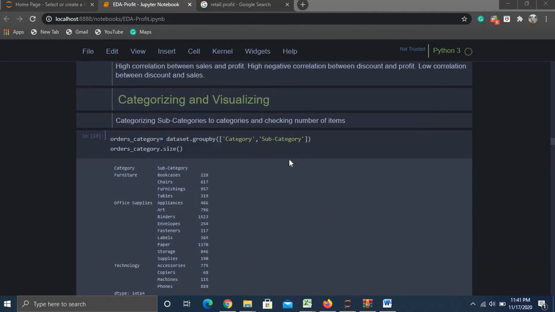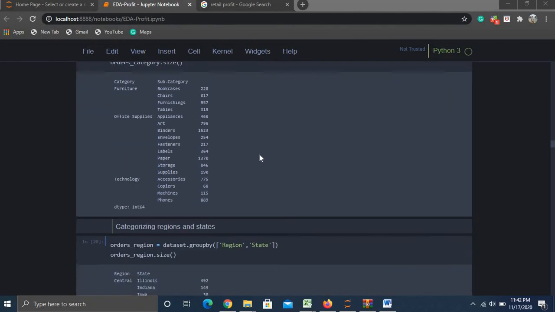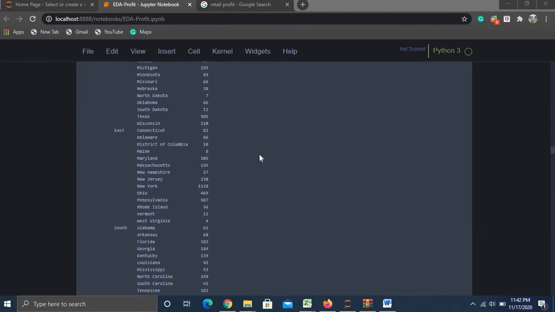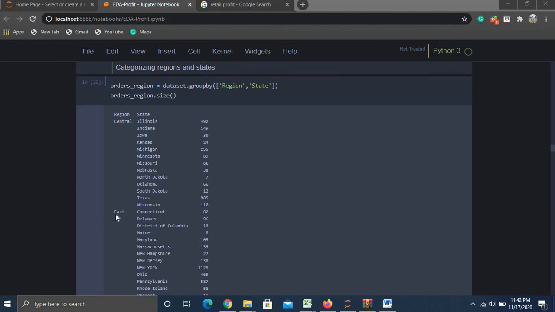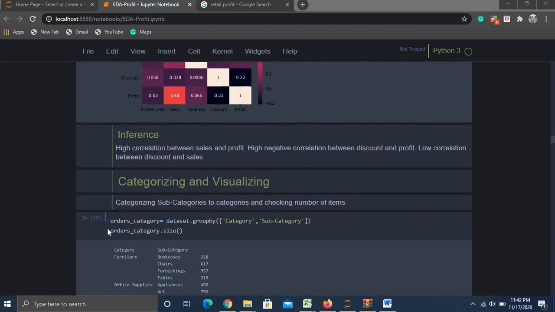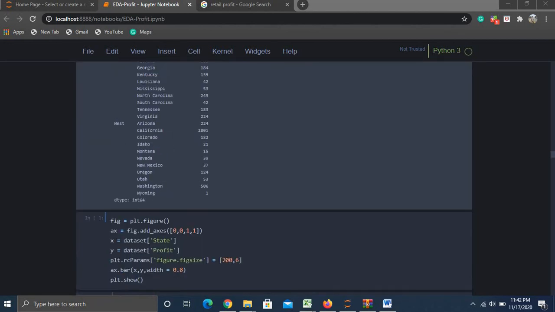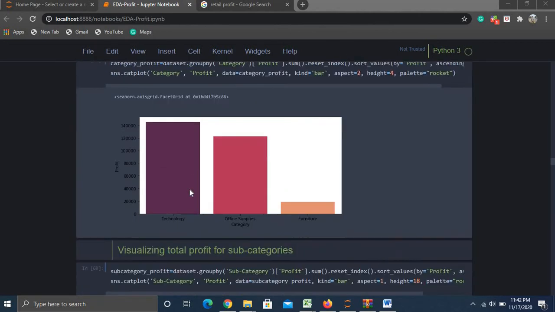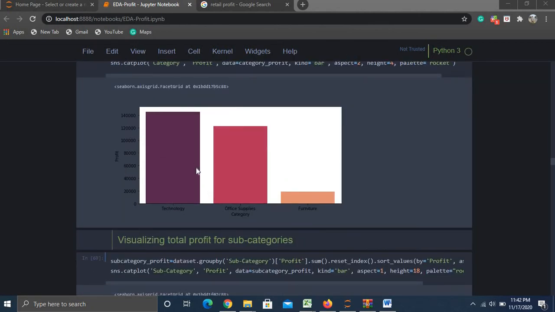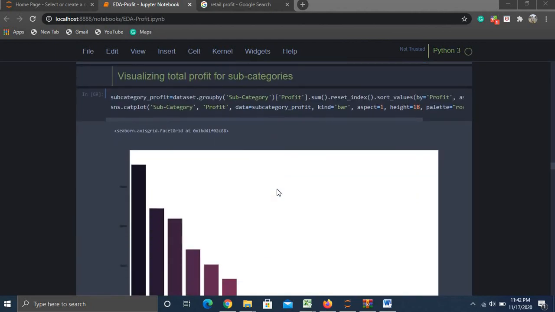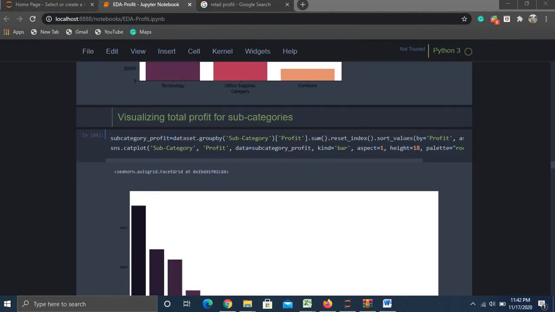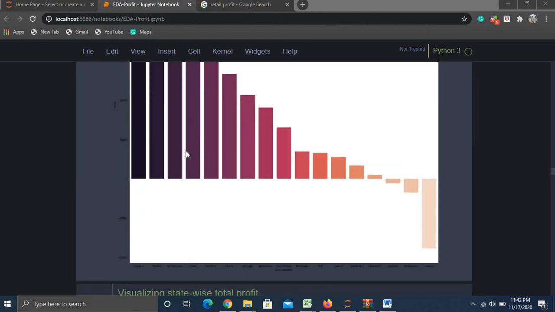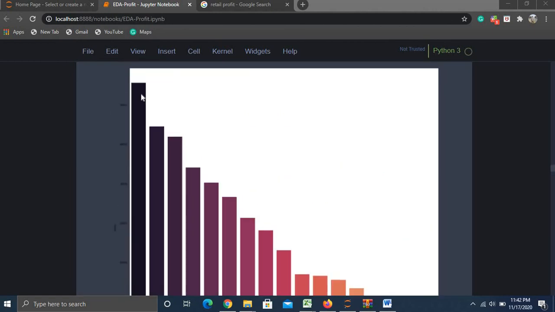So moving on, now we're going to visualize whatever we have seen. We're dividing everything region-wise, and category and subcategory-wise, just to make things a little easier to understand. You can see the same thing we have inferred. Now we are visualizing for every subcategory as well. As you can see, tables are going at a loss and copiers are going at a huge profit.